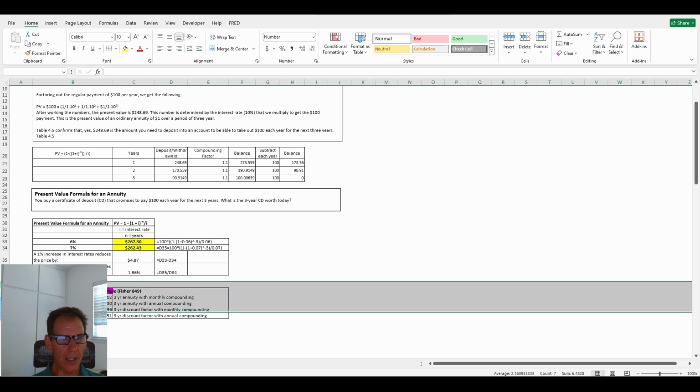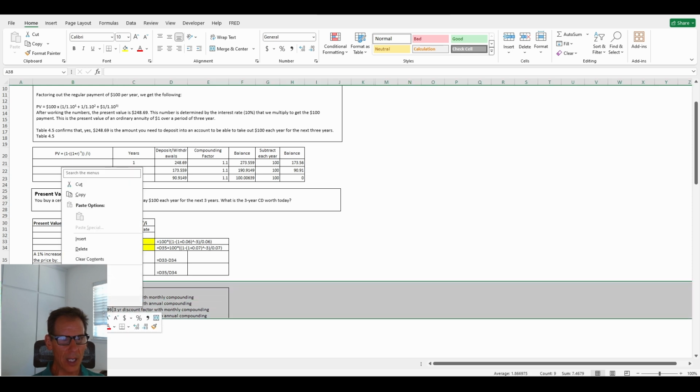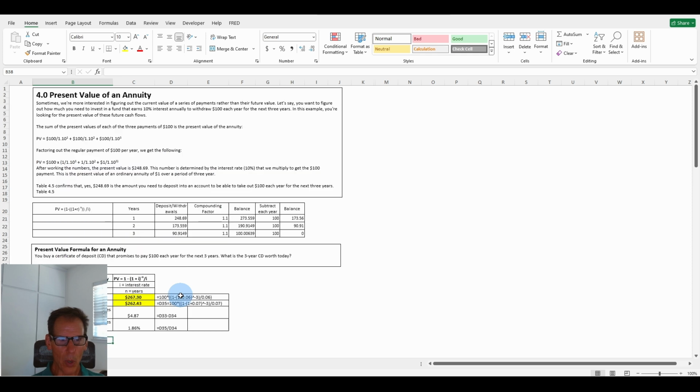With that being said, adios to this because it is useless. The point is, what's my point? Using this present value annuity formula. That's the point of this whole thing.